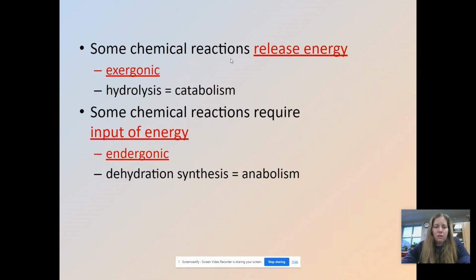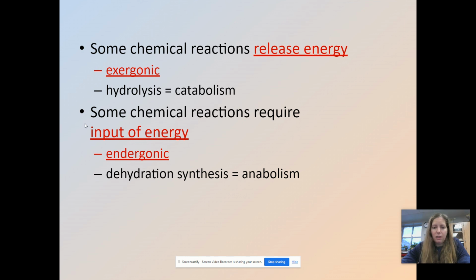Like we mentioned previously, some chemical reactions are going to release a net amount of energy. And so we call those reactions exergonic. Energy is exiting or leaving. And so when we perform hydrolysis reactions or catabolism reactions in general, those are usually exergonic. They're going to end up releasing a net amount of energy when bonds are made and broken. On the flip side, some chemical reactions require an input of energy. They're endergonic.